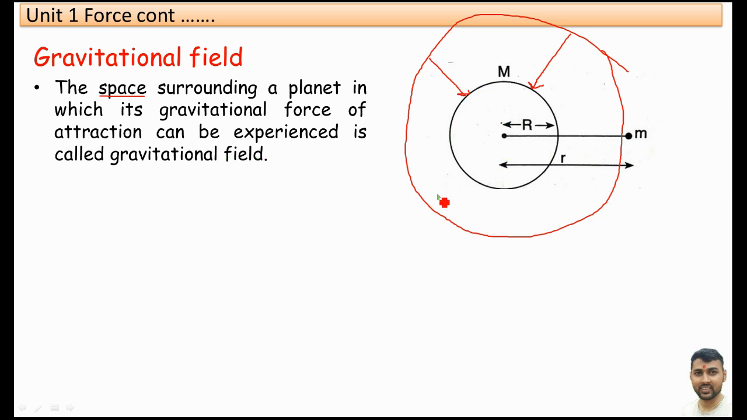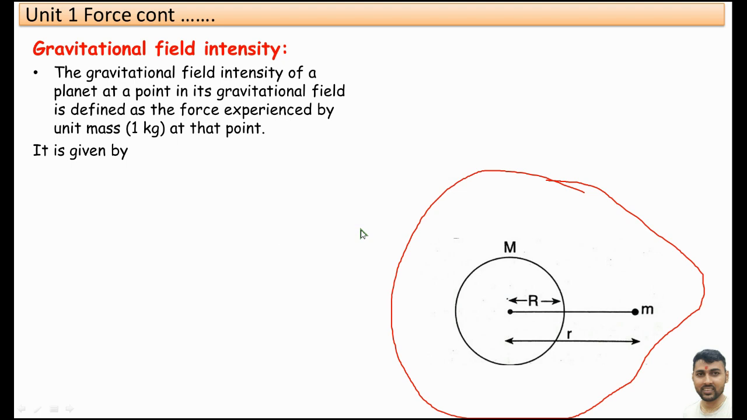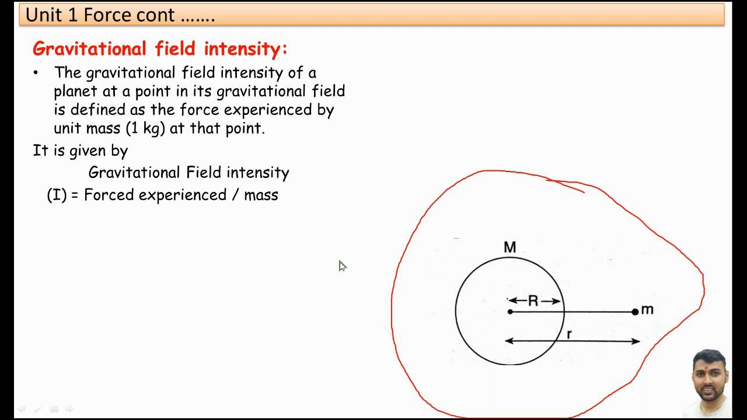Field means space. Field means what? It is given by gravitational field intensity I is equal to the force experienced by this planet divided by the mass of the object, which is equal to F by m.